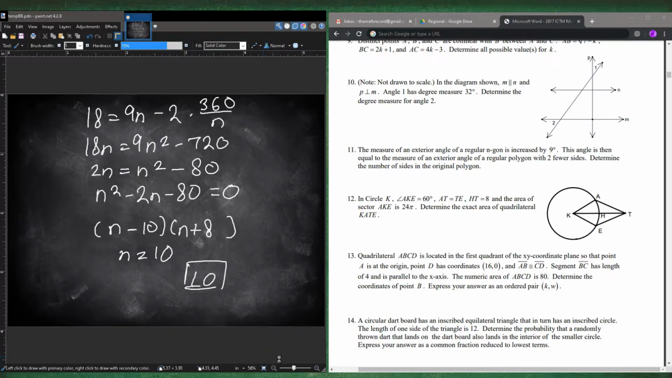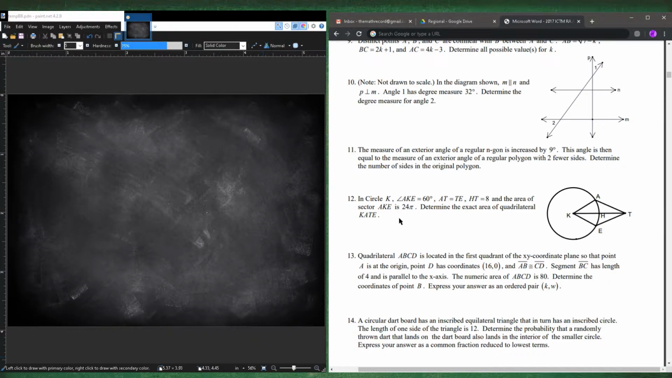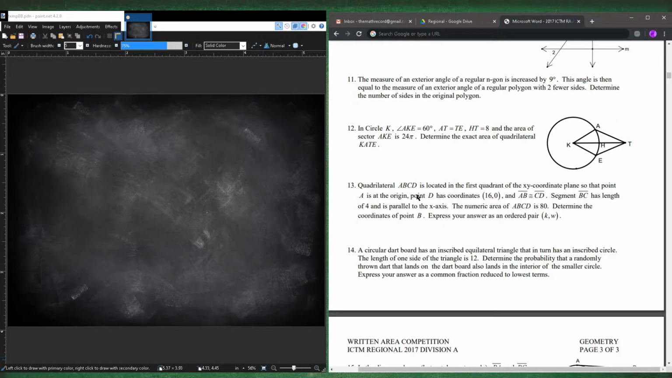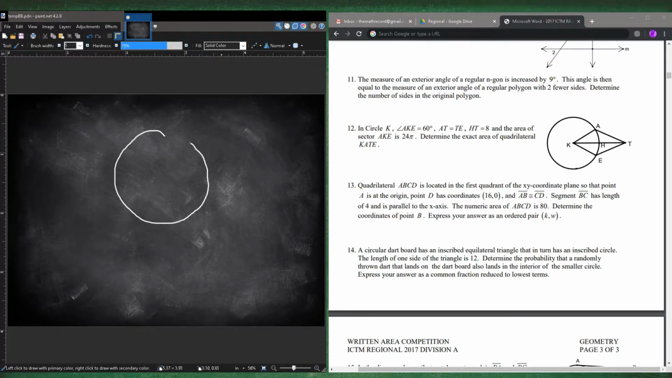Basically, not really that simple, but it takes a lot of steps. Okay. Number 12. In circle K, angle AKE is 60 degrees. Okay, let's kind of draw this out.